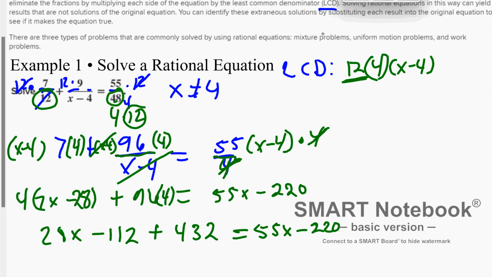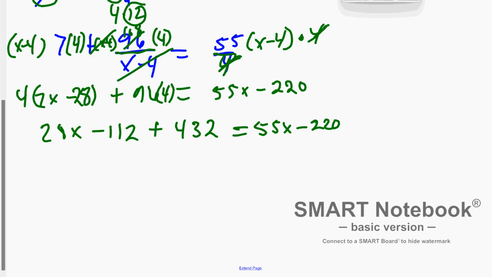A little correction, which you probably already saw: right here, 12 times 9 is not 96. That would be 108. Sorry about that, I probably confused some of you. But it is fixed right here. That is the correct number, 432.